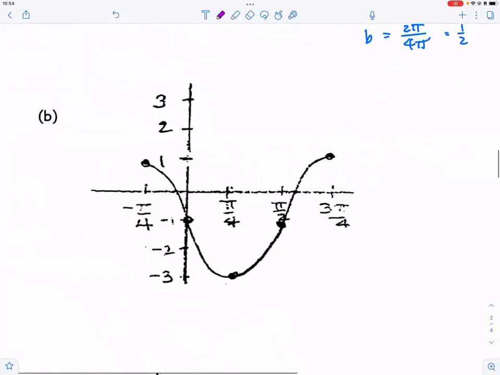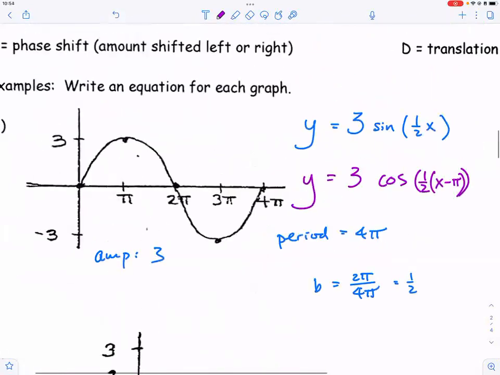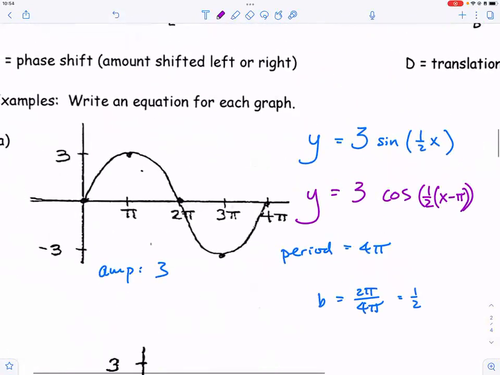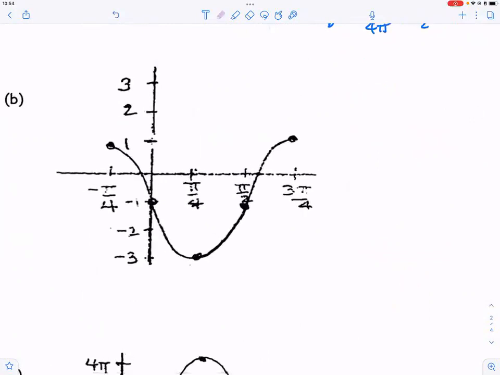So for part B, it starts at the highest point. No, the period stays the same. Like I start here, but if you continue to graph it, it's still 4 pi. It won't change. So for B, would you use a sine or cosine function? You would say cosine is better.